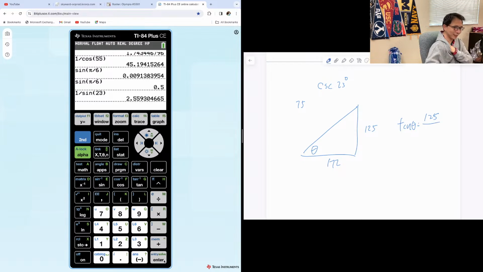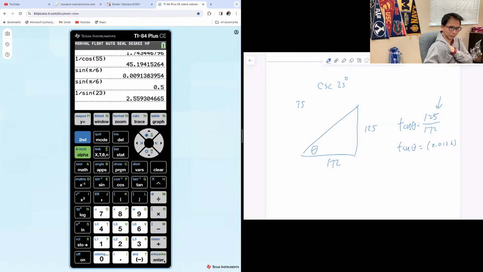You almost got it wrong. Luckily I write too fast. Over what? 172. Okay, so you're going to evaluate this. Can you do that in your calculator? And can you tell me what that number is? 125 over 172. What is that number? It's 0.012. Give me one more digit, just in case. 6?